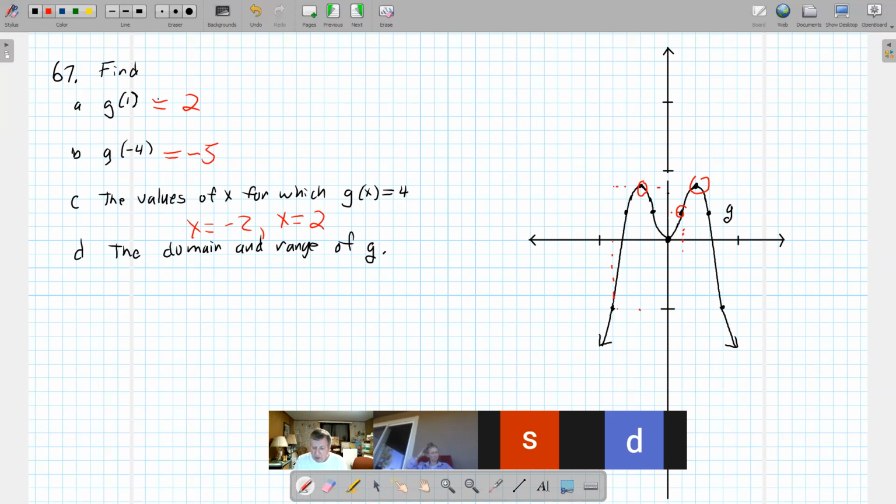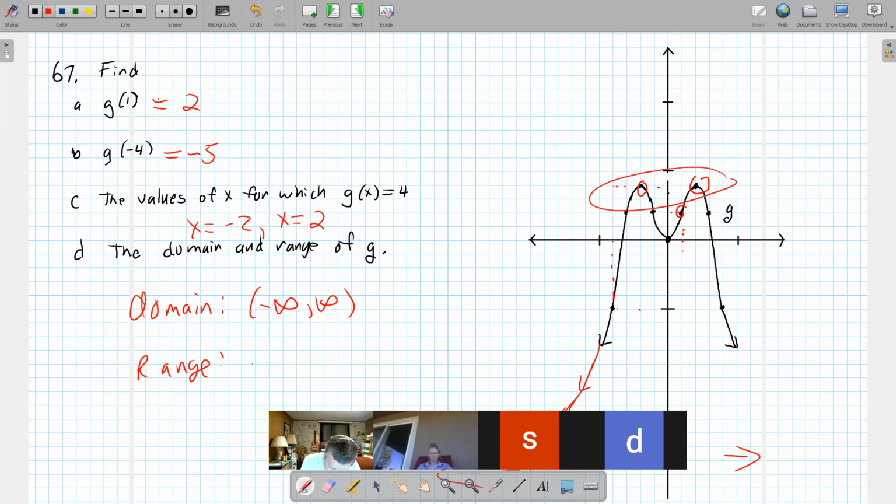Okay. Domain and range of g. Domain: as this is going down, it's also going over, right? So it's eventually going to go to negative and positive infinity. So your domain is all real numbers. But the range only goes up to what? 4? So it goes from negative infinity up to and stops at 4.